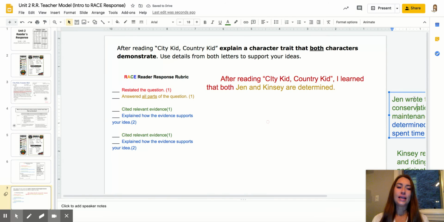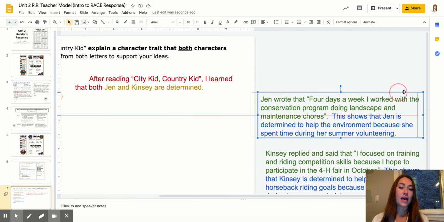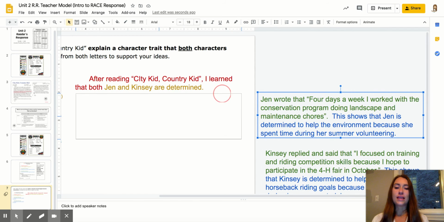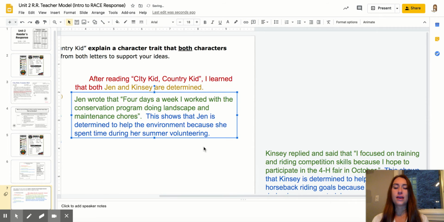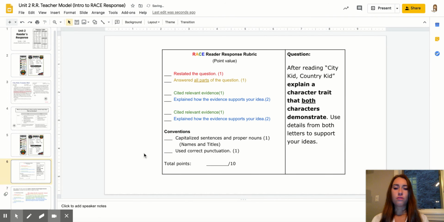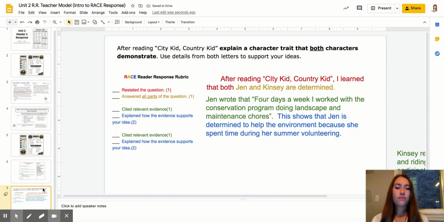And instead of saying in the text it said, I'm going to actually say that Jen wrote, because this is a letter. So I am going to say Jen wrote that 4 days a week I worked with the conservation program doing landscaping and maintenance chores.